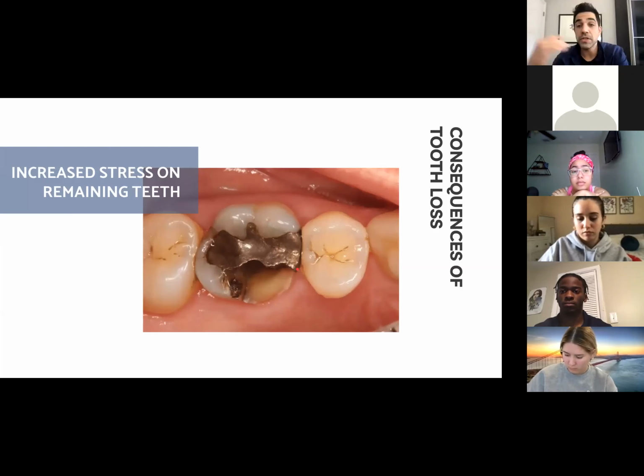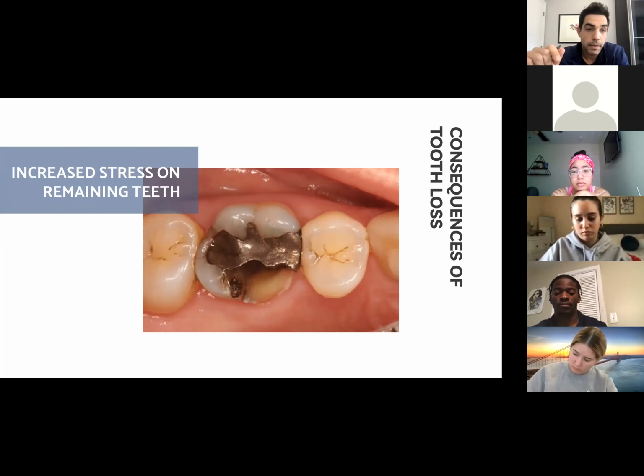We also have increased stress on the teeth that are left, right? Like if you're designed to operate with 28, maybe 32 teeth, like what happens when you drop down to 20? Right? Like those other teeth have to pick up some of the slack, right? They're going to do some of that heavy lifting. So what happens to the teeth that are left? Right? They start breaking down more. They wear out more. They crack, right?